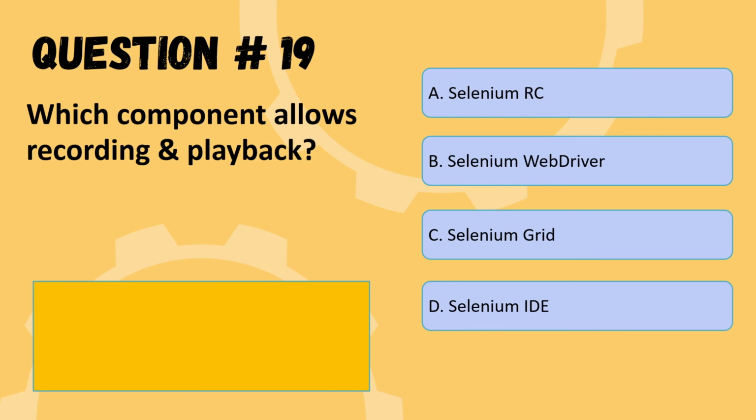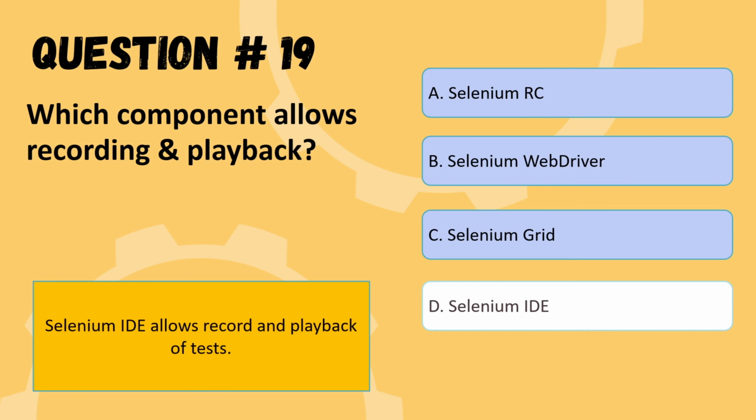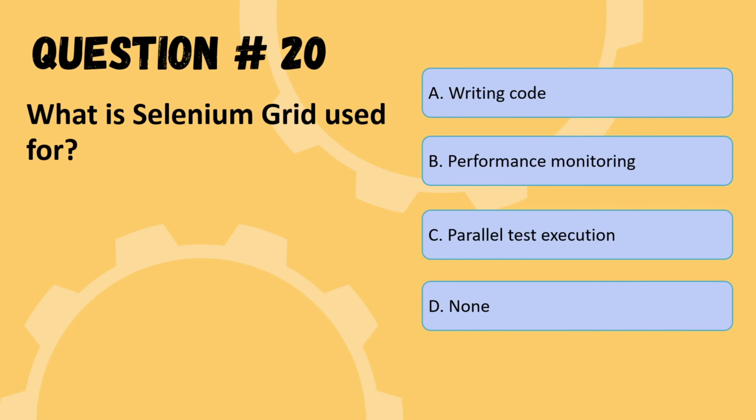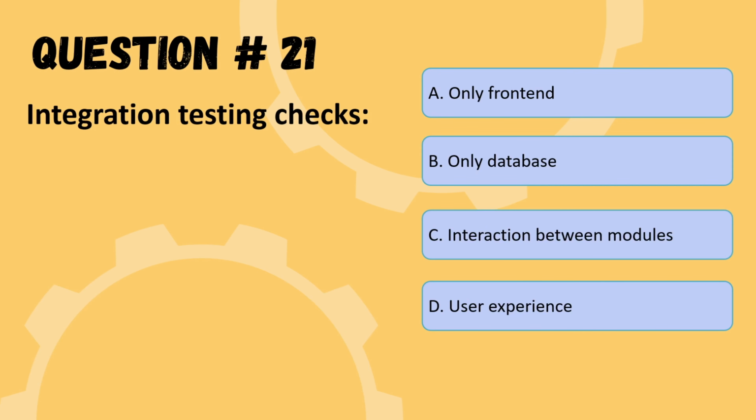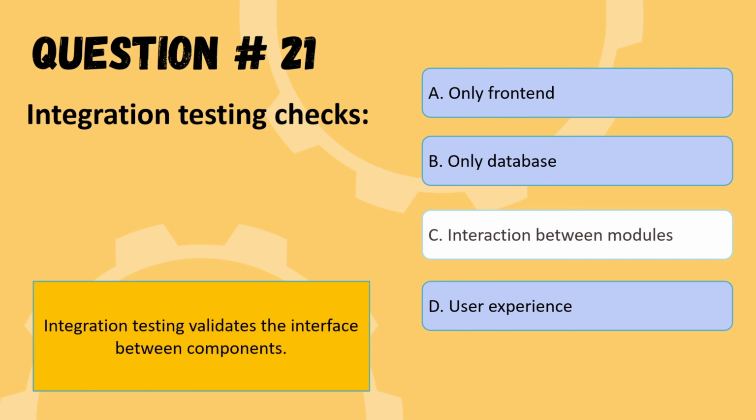Next question is, which component allows recording and playback? Selenium RC, Selenium WebDriver, Selenium Grid, or Selenium IDE? So the correct option is Selenium IDE. So we are moving to the next question. Next question is, what is Selenium Grid used for? Writing code, performance monitoring, parallel testing execution, or none of these? So the correct option is parallel testing execution. So we are moving to the next question. Next question is, integration testing checks only front end, only database, interaction between modules, or user experience. So the correct option is interaction between modules. So we are moving to the next question.